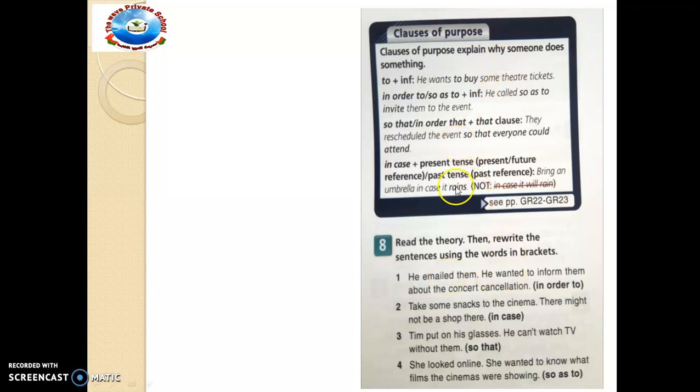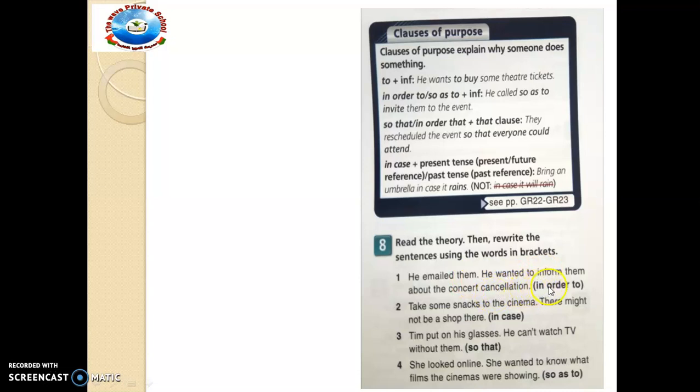Now, read this, friends. Try to understand. It says read the theory, then rewrite the sentences using the words in brackets. We have in order to, in case, so that, and so as to. Okay, "He emailed them. He wanted to inform them about the concert cancellation."